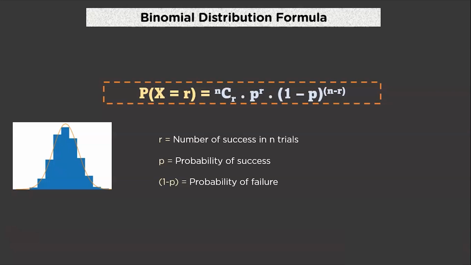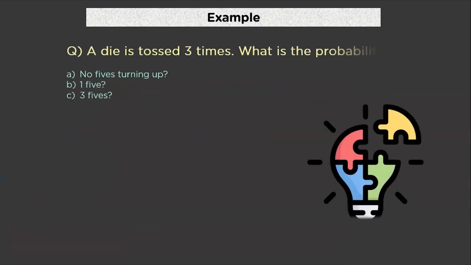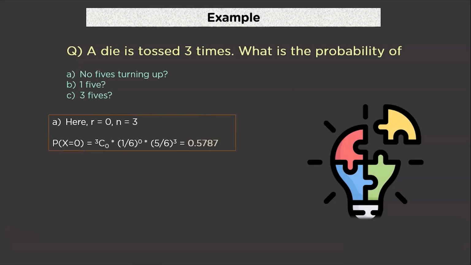Now, let's use this formula to solve an example. Suppose a die is tossed 3 times. What is the probability of no 5 turning up, 1 five, and 3 fives turning up? To calculate the no 5 turning up, here r is equal to 0 and n is equal to 3.